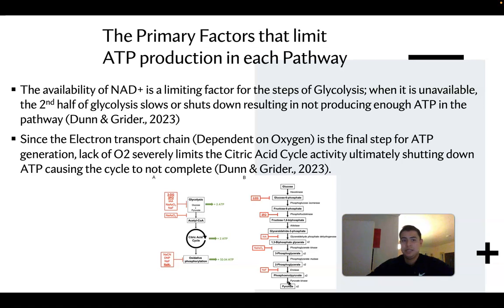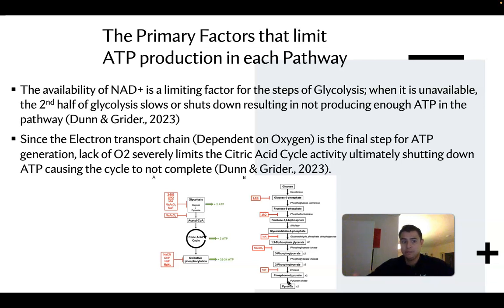So the primary factors that limit ATP production in each pathway. The first one I'm going to be talking about is NADH, which is the limiting factor for the steps of glycolysis. Obviously, when it's not available, glycolysis isn't able to produce enough ATP, which means that with the lack of energy, it either slows or shuts down because it doesn't have the power and intensity to be able to produce it without ATP. So technically, that would make it non-efficient, and glycolysis would eventually not be in existence.